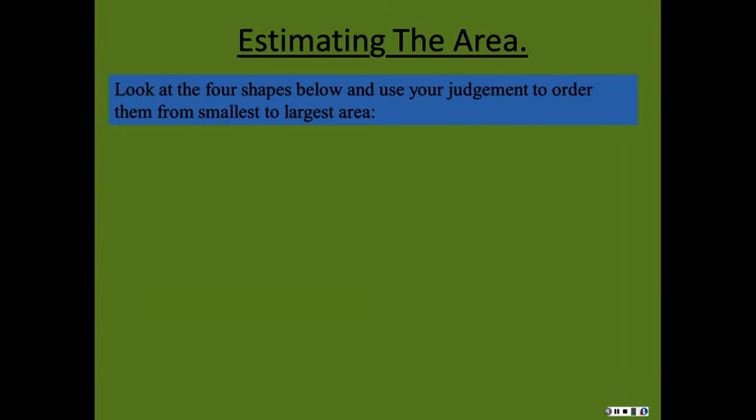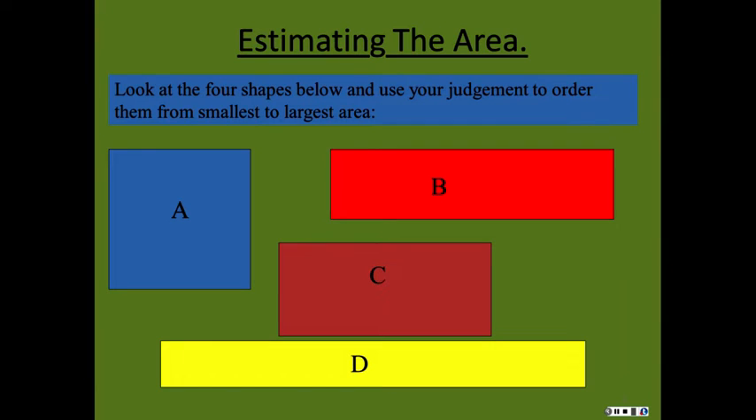So I want you to look at these 4 shapes and use your judgment to order them from smallest to largest. We have A, B, C, and D. Which one is the smallest? D, okay, and then what's after D? B, and then what's after B? C, and then A is left, right? Okay. So you guys said D, B, C, A.